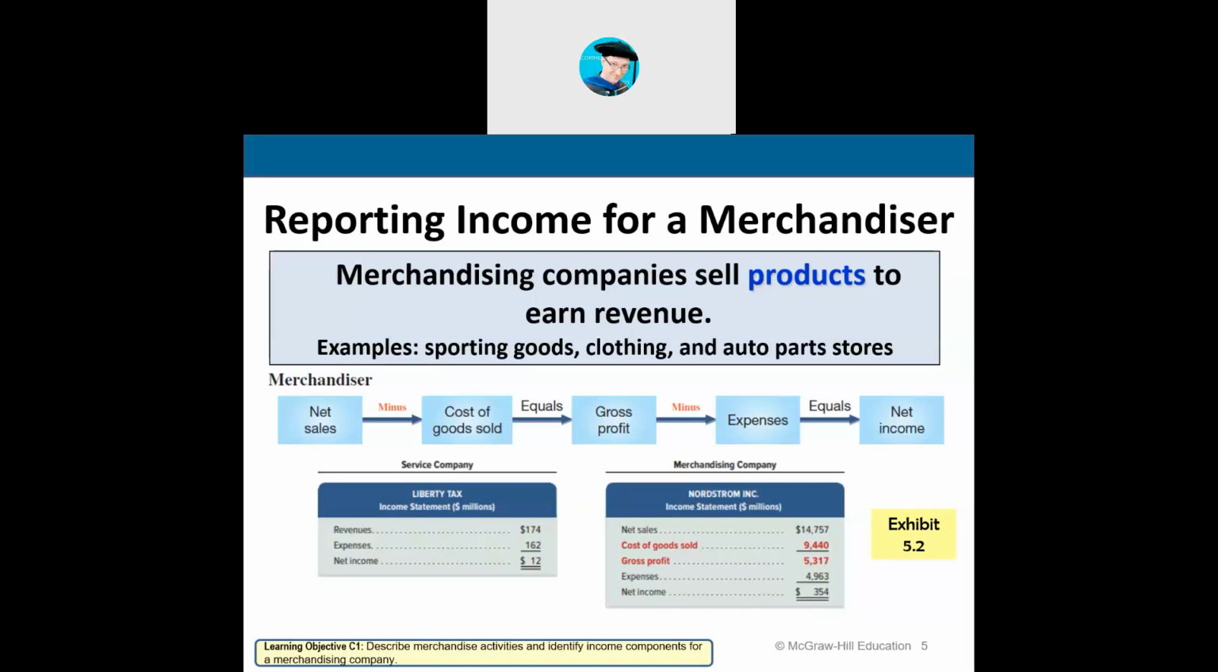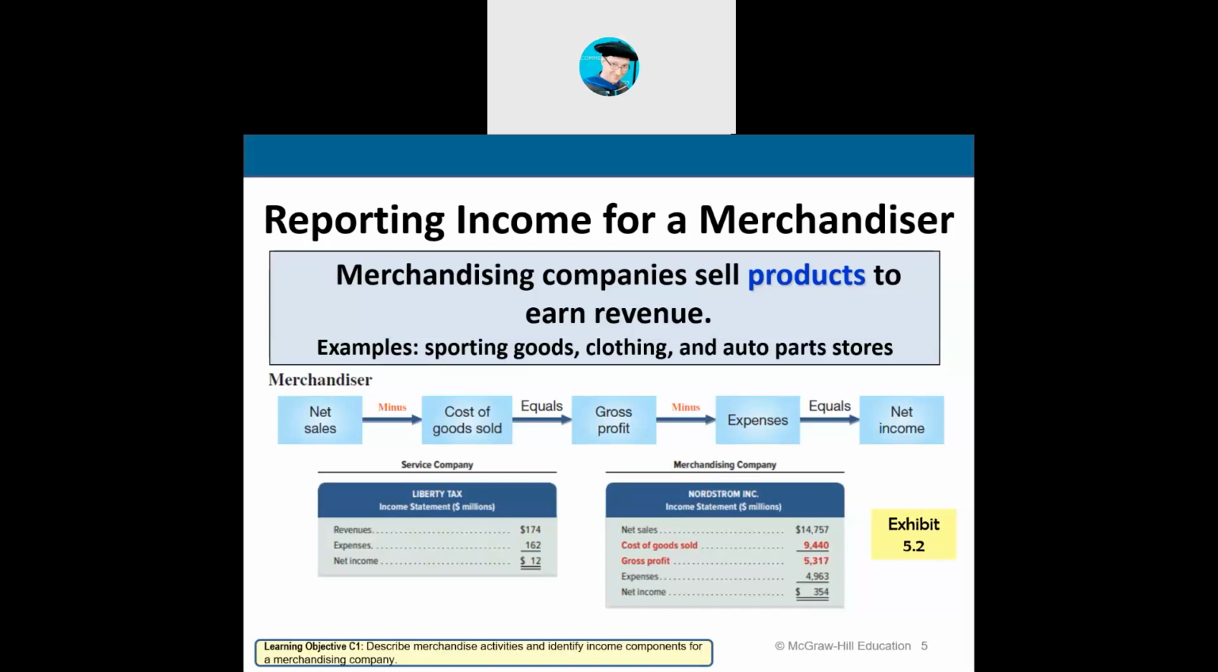So they sold it to me for $20 minus cost of goods sold $2 equals gross profit of $8 for the red shirt, minus their expenses equals net income. And that's how the income statement is generated for a merchandising company.